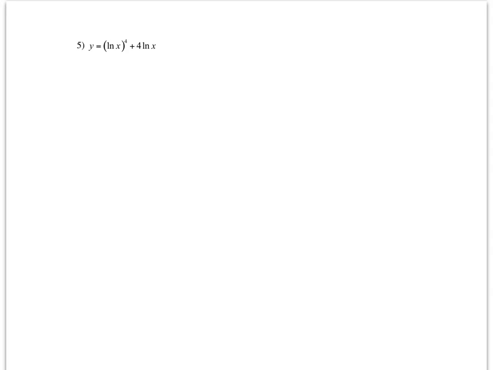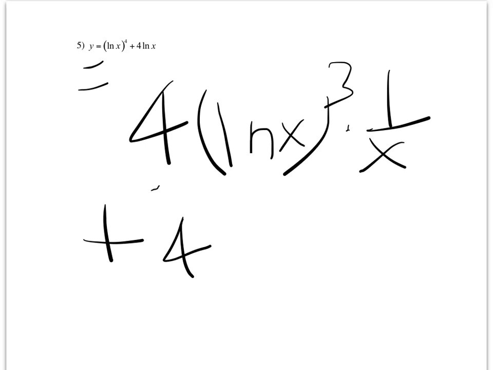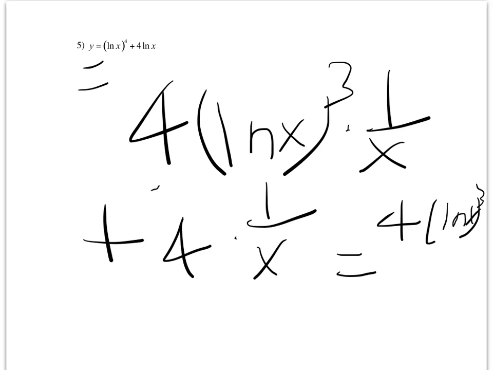And the fifth one is quite easy. We also use the chain rule. Times 1 over x, plus times 1 over x. So the final answer is this. 4 9x^3 times 3x^4 over x. This is the final answer.